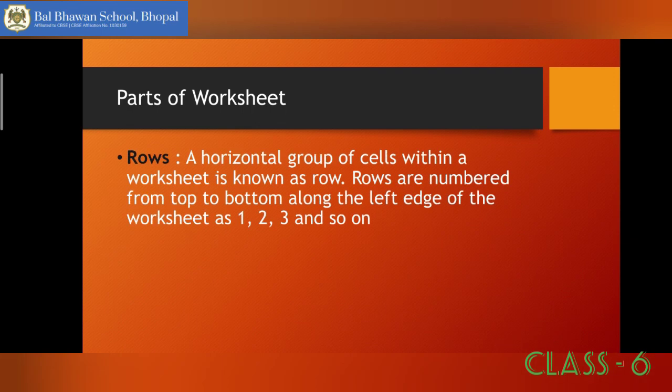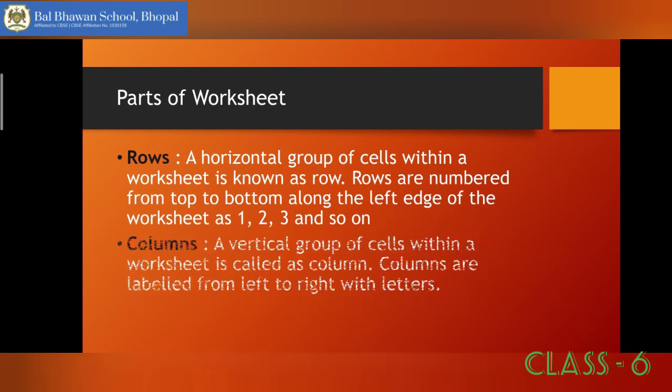Number 1 is rows. A horizontal group of cells within a worksheet is known as a row. Rows are numbered from top to bottom along the left edge of the worksheet as 1, 2, 3 and so on. In other words, rows are represented by numbers. Next is columns. A vertical group of cells within a worksheet is called a column. Columns are labeled from left to right with letters. So, we represent columns with the help of alphabets.